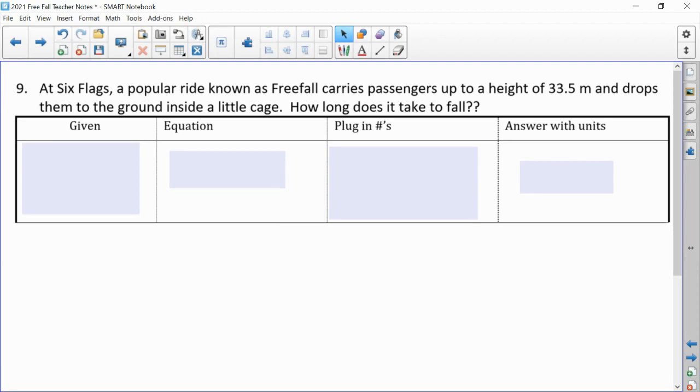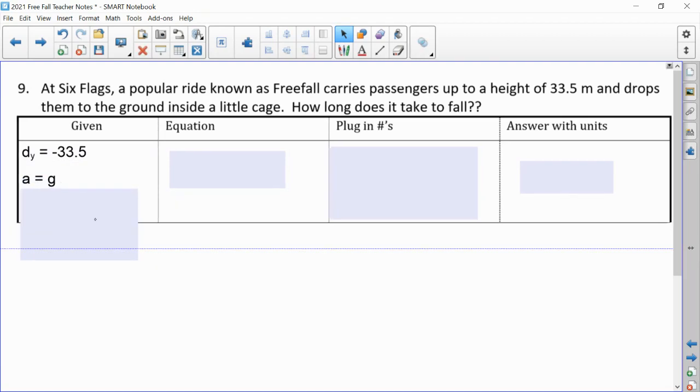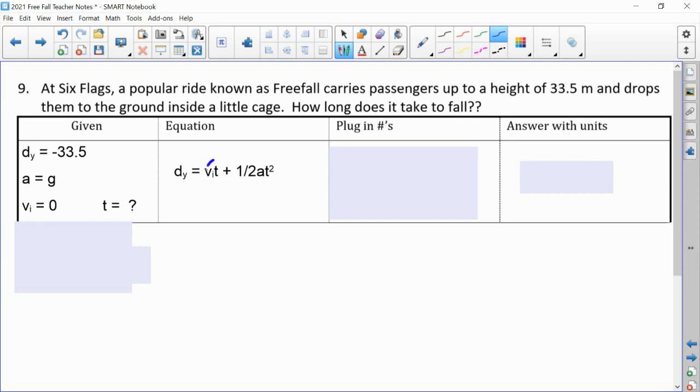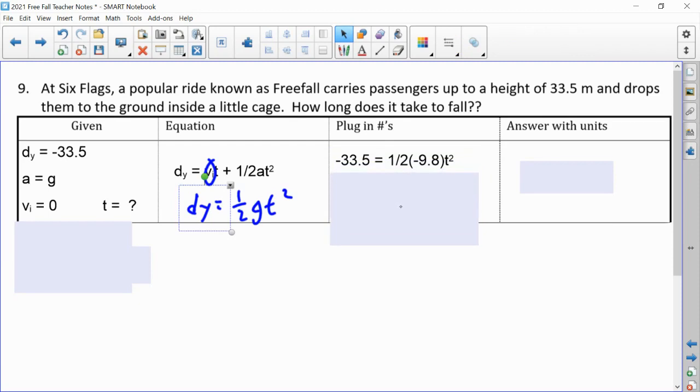Okay, again, what are my givens? We know that my dy is negative 33.5 because it's going down. We know my acceleration is g, or negative 9.8. We know my initial velocity is 0, and I'm looking for the time. So my equation is going to be the second one, but remember that the initial velocity term is going to be 0. So it's really just dy equals 1/2 gt squared. Then we can just plug in our numbers.